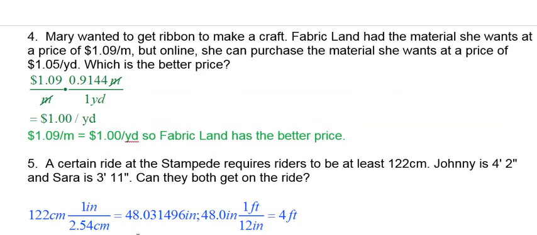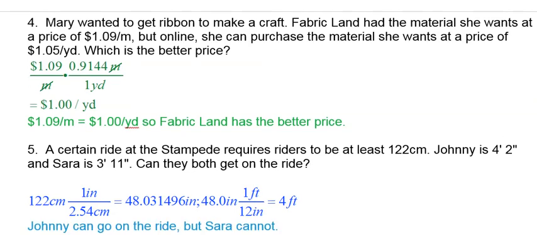So we take those centimeters, convert to inches, we get a value in inches. We need to be in feet and inches, so we can take those inches, multiply to get 4 feet. It does round down to 4 feet. So we can see that that falls in between Johnny's height and Sarah's height. So Johnny gets to go on the ride, but Sarah cannot.